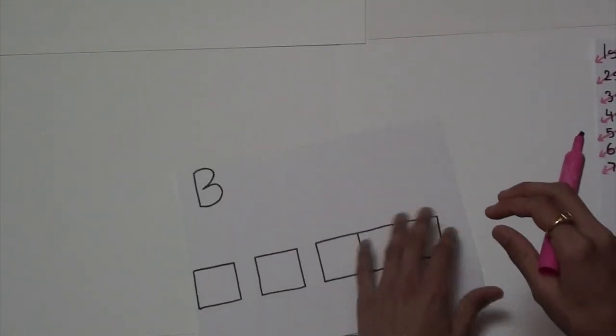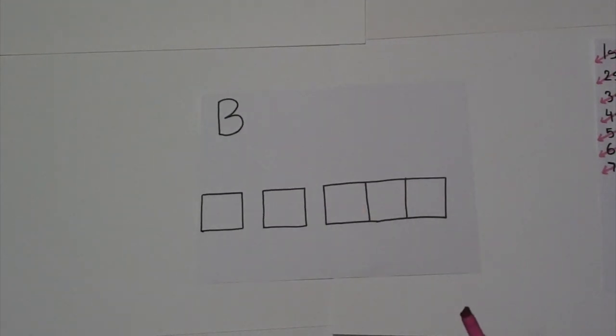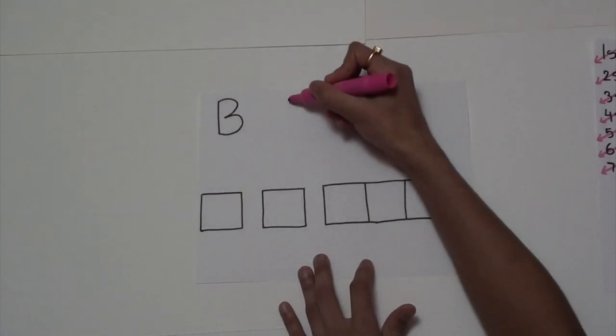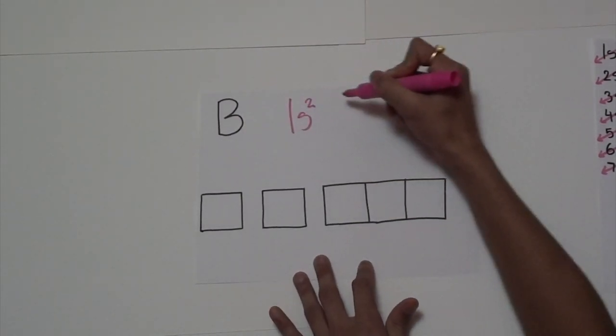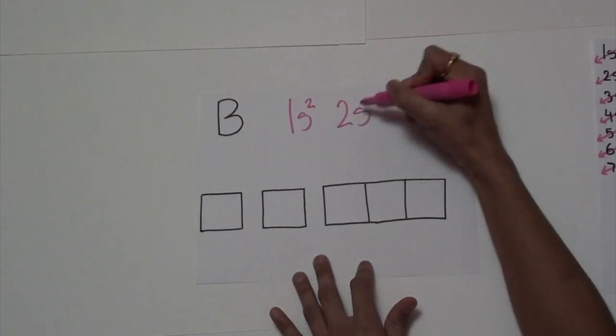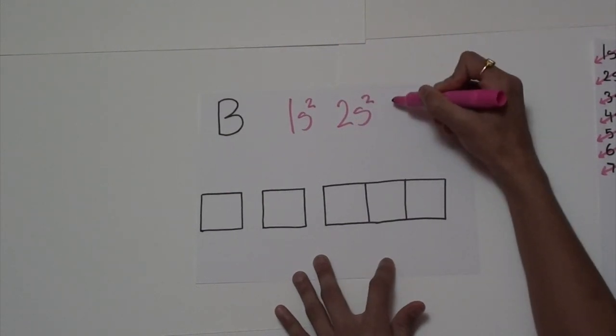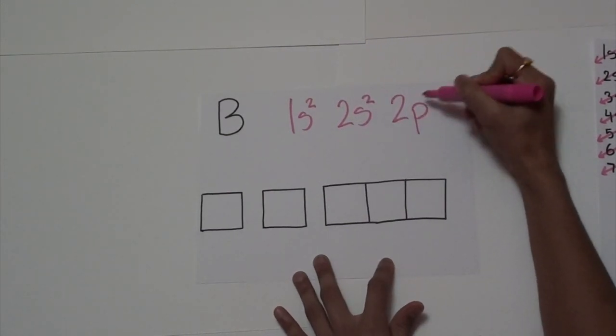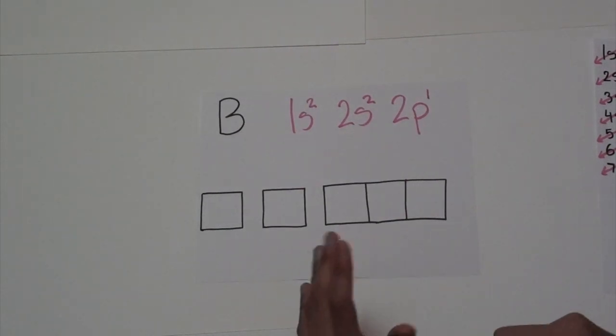Moving on to another example, a little bit harder one, boron. After looking at your periodic table, you know boron has 5 electrons. So the electron configuration is going to be 1s2, 2s2, and 2p1. 5 electrons in total.